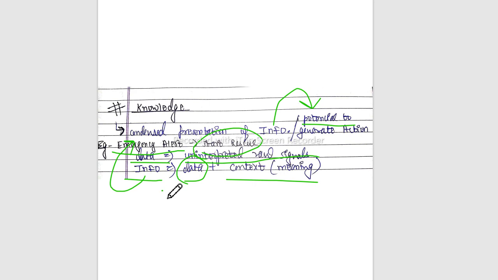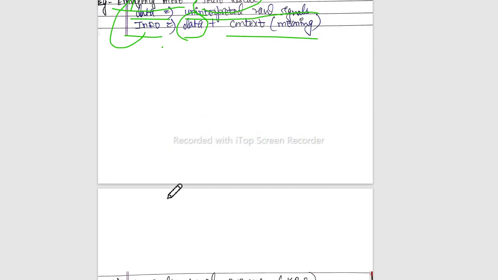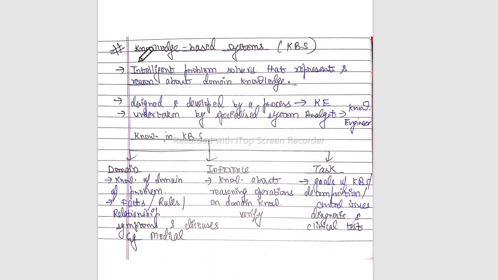Now let's see about the knowledge based system. A knowledge based system is an intelligent problem solver. This word, intelligent, is very important. It has intelligence. Let's take an example. Suppose I want to build a knowledge based system for prediction of a particular disease. If a patient enters information about signs and symptoms, then the knowledge based system is going to predict whether the person has a particular disease or not.